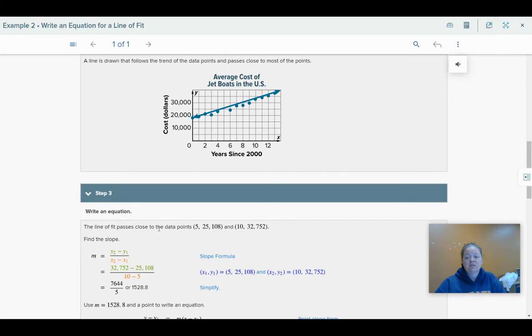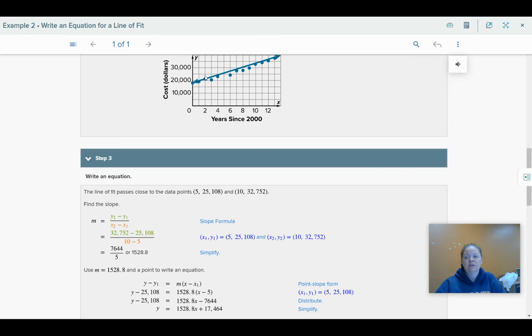The line of fit passes close to the points (5, 25,108) and (10, 32,752). So we're going to find the slope of that line, right? You take some of the points that land on or close to your line of fit, and you find the slope of the line. I apologize, this isn't 25, 108, this is 25,108. And again, over here, this isn't 32, 752, this is 32,752. I apologize.